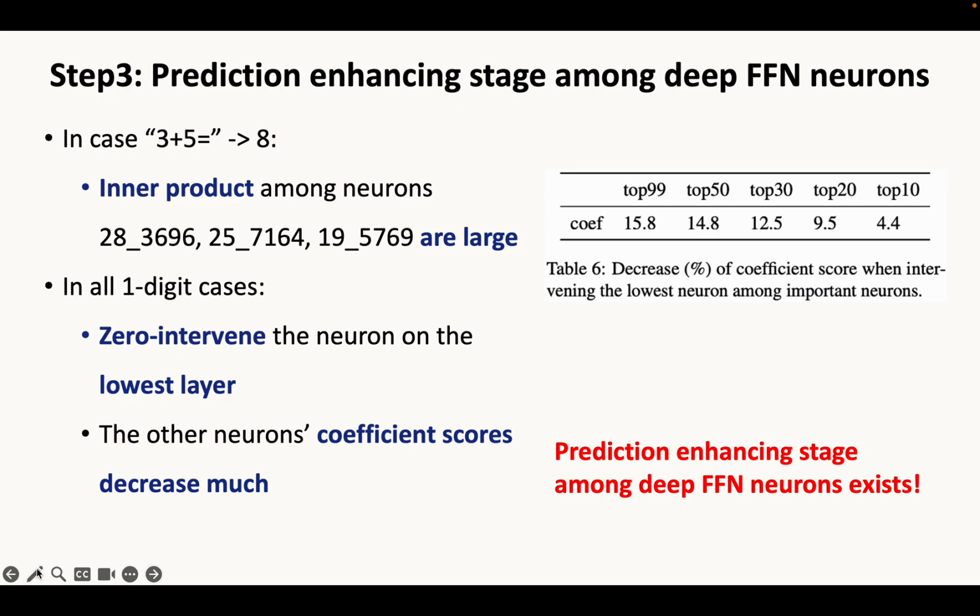Then we find a prediction enhancing stage among deep FFN neurons. We compute the inner product between the lower neuron's subvalue and the upper neuron's subkey, and find that the inner products are very large. So the lower neurons can activate the upper neurons. We also locate the top 100 neurons in all one-digit cases and intervene on the lowest neuron among these neurons. We find that the sum of the neurons' coefficient scores drops much. This result can prove that the prediction enhancing stage exists.